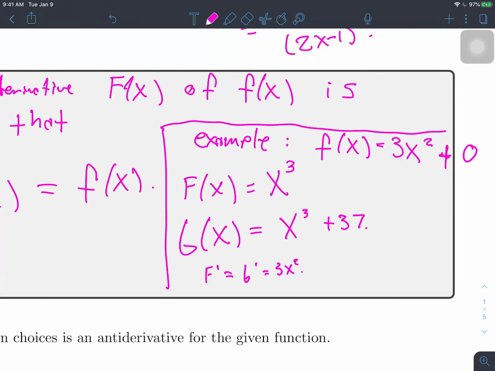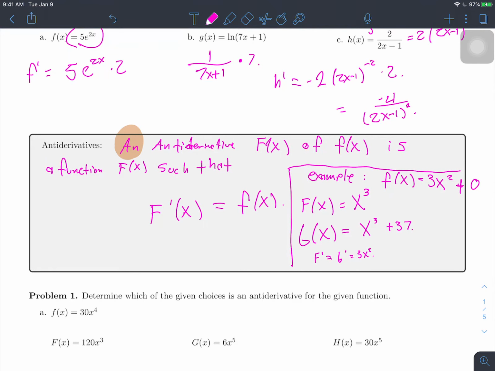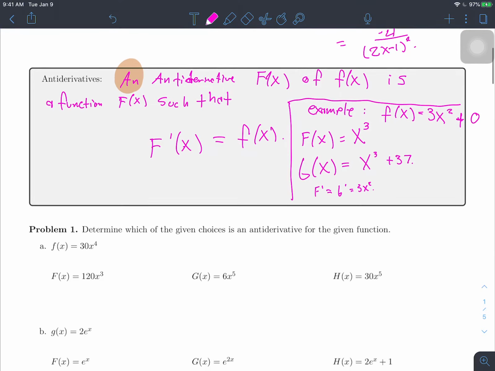Okay, so this is why I say "an" antiderivative. There's more than one. In fact, there's going to be an infinite number until we kind of nail down a little bit more specific information, right? Because I could just put any number there. I could put 37, 36, 35, whatever number I want. Doesn't even have to be an integer. Okay. So that's what antiderivatives are about.